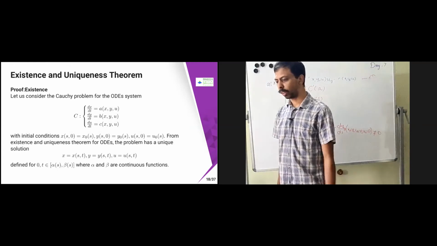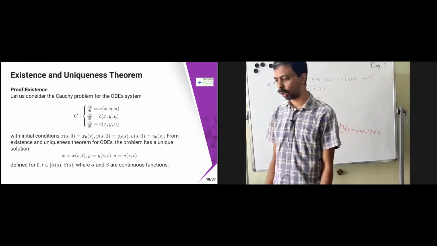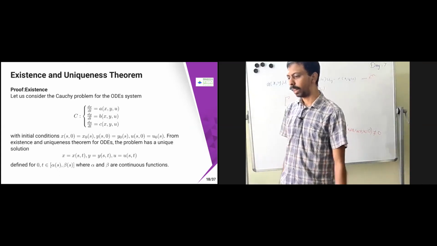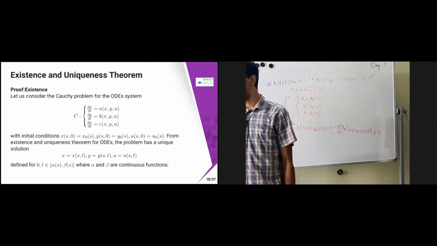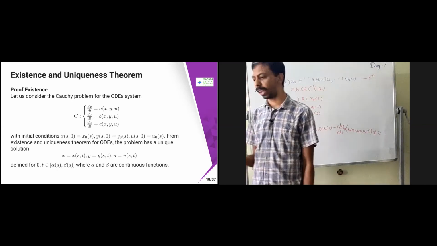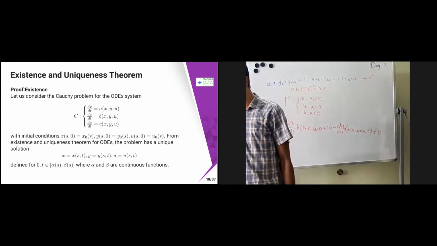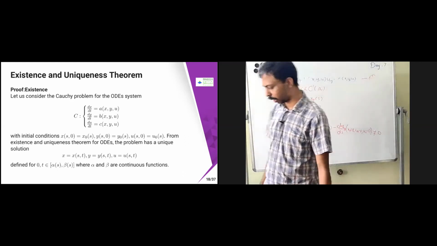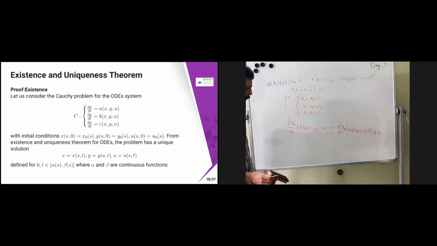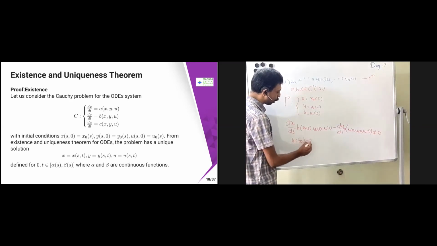It's very simple. Again, consider the Cauchy problem for the ODE system. So we have the characteristic system, which we have already seen: dx/dt equal to a, dy/dt equal to b, and du/dt equal to c. Now the initial condition is x of s comma 0 equal to x naught of s.